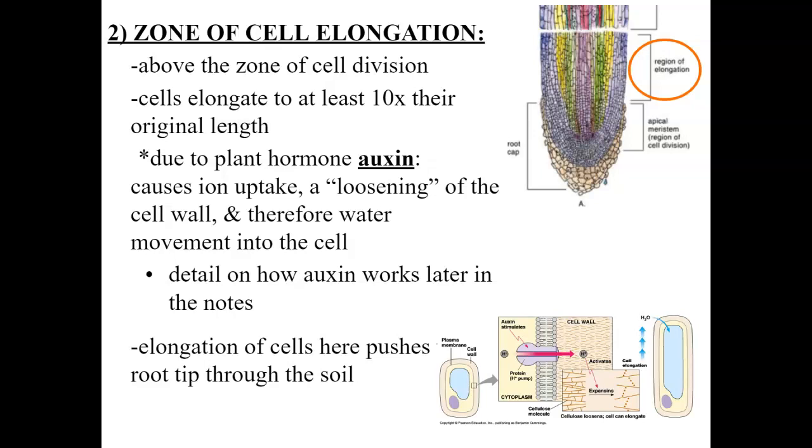I'll talk about this in greater detail on the next slide because this picture is going to be blown up bigger. But in addition to that, we'll continue to talk about how auxin works in regards to elongation all throughout this PowerPoint. Elongation is the primary driver of pushing the roots into the soil. It's not the zone of cell division that does that. The zone of cell division adds more cells, but it's the fact that these cells in the zone of elongation are getting longer that is pushing the root tip down into the soil.